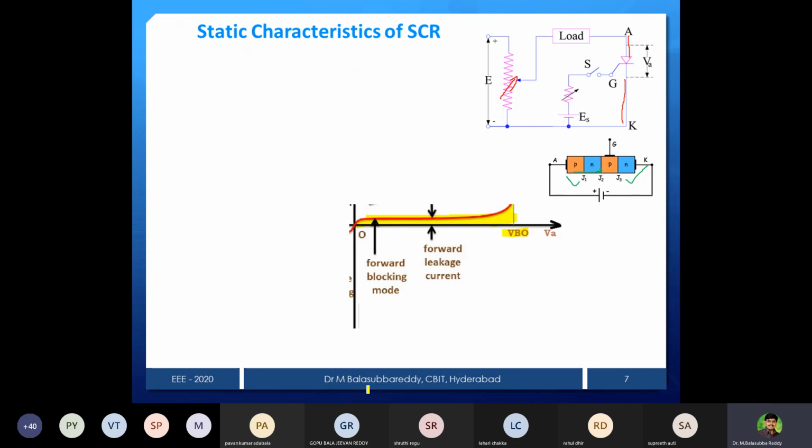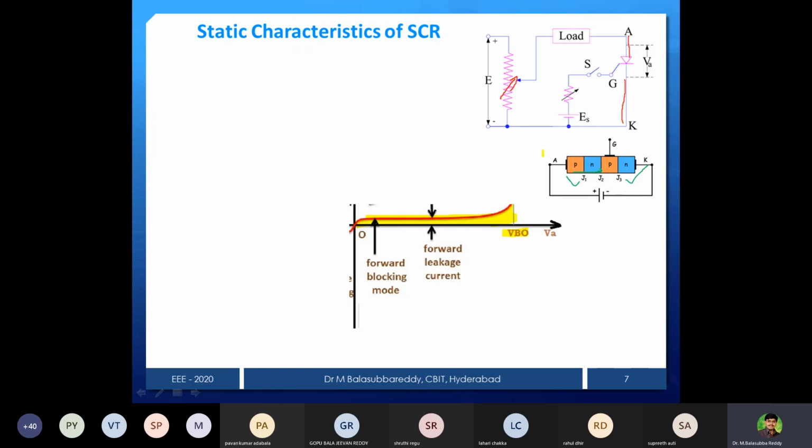That means that much voltage is required from anode to cathode to break the junction J2, because J1 and J3 are already forward biased and only J2 is reverse biased. Our intention is to break the junction J2 to conduct. So the first mode of operation is only the forward blocking mode of operation. You can write: only up to VBO, before breaking the junction.